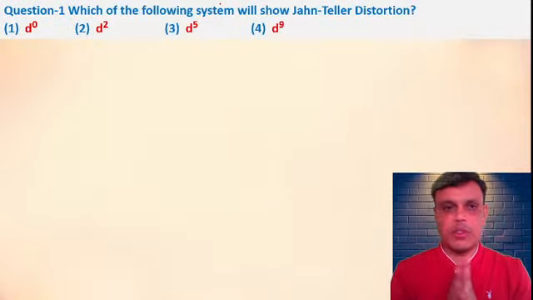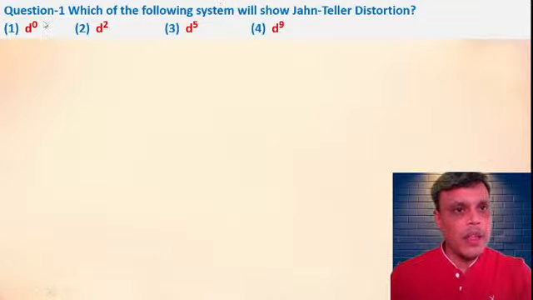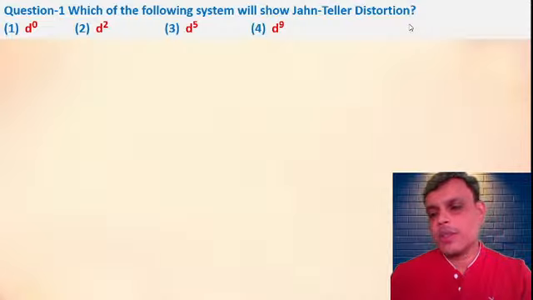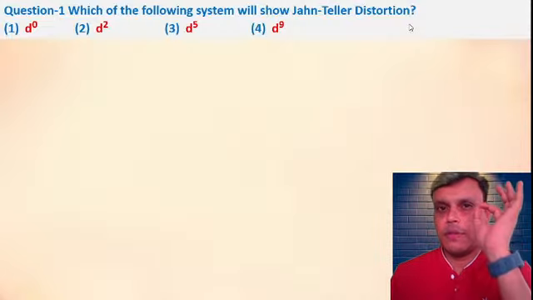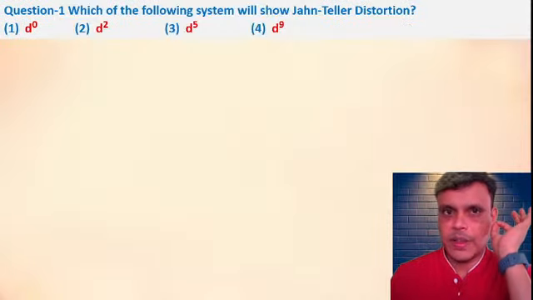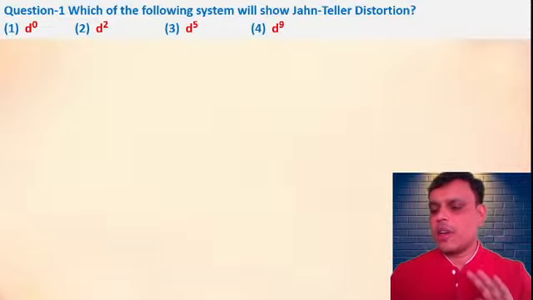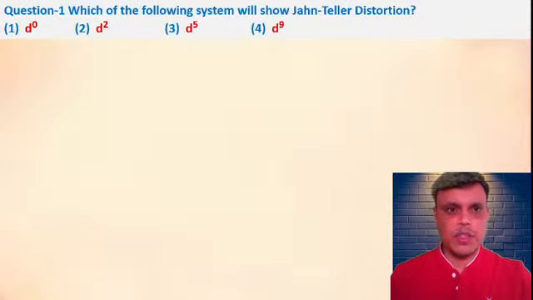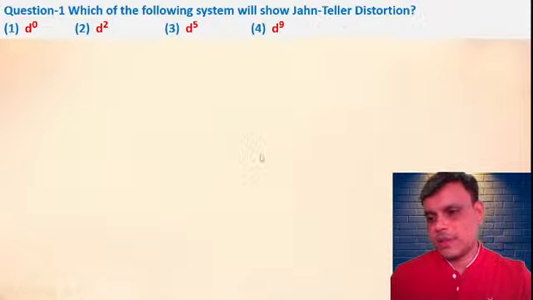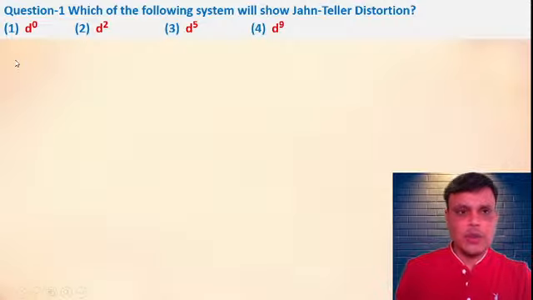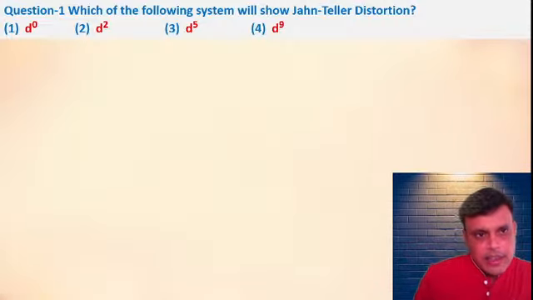Question number 1: which of the following system will show Jahn-Teller distortion? Simple. Such questions come in the 4-marks exam. You just have to predict whether the given system will show Jahn-Teller distortion or not. Now let us take a D0 system.